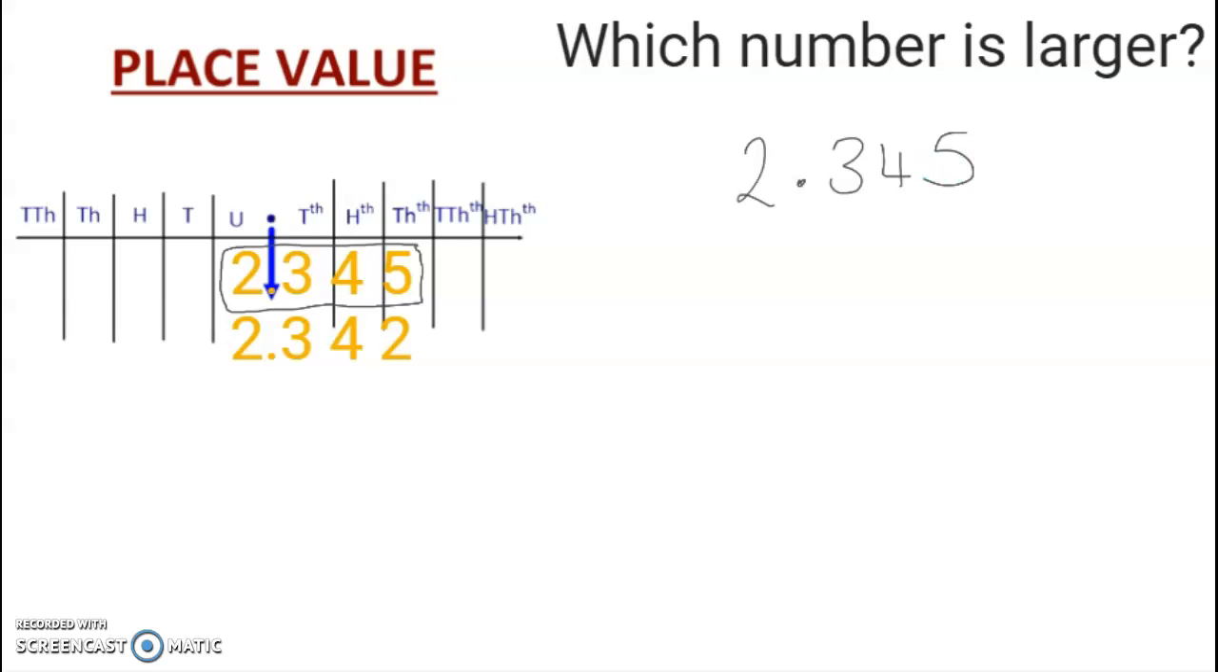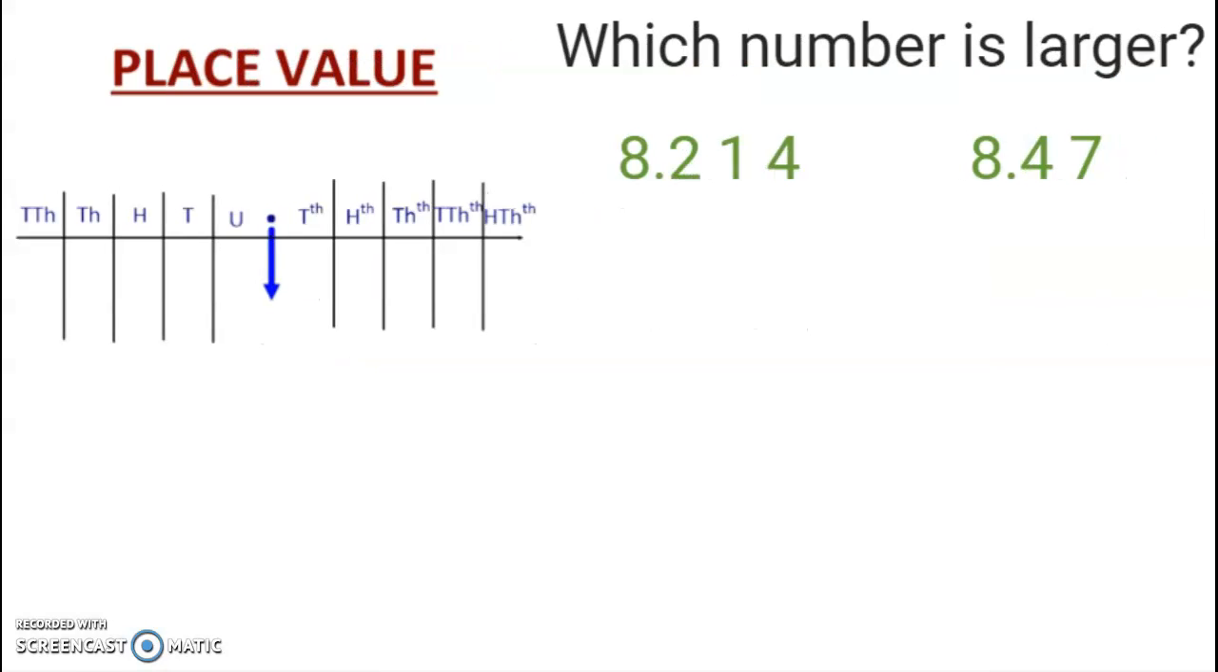Okay, we've got the hang of those. Let's go a bit harder. Let's go green. What do you notice different about this example? What do you notice about the two numbers that I'm comparing? Can you just tell your screen what's different compared to our red and orange example? Okay, so this one, the numbers after the decimal point are longer for the first number than they are for the second. So this first number here, 8.214, has 3 numbers after the decimal point, and 8.47 only has 2 numbers after the decimal point.